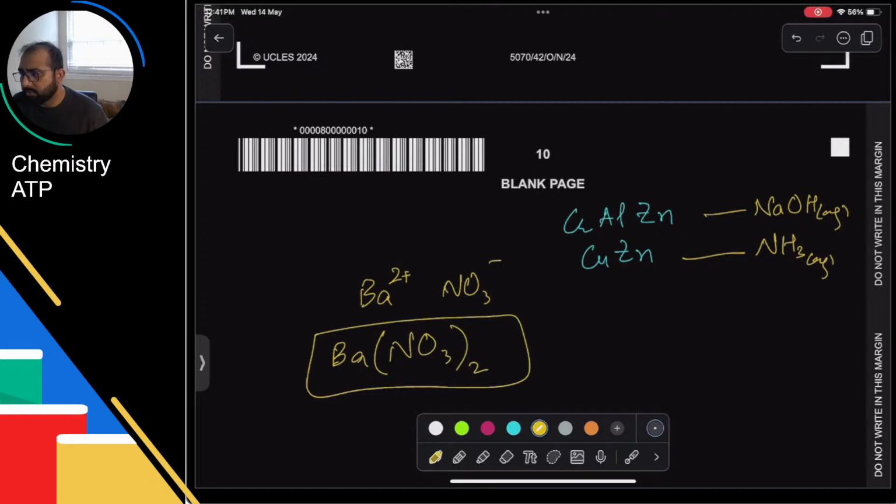We have a paper 4 tomorrow. You scored 32 out of 40. That is actually good. As long as you're scoring 30 plus, you're good. Don't worry. Acidify with nitric acid, not acidify with nitrate.